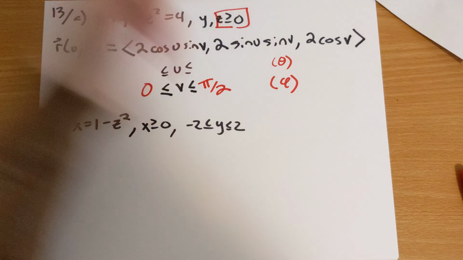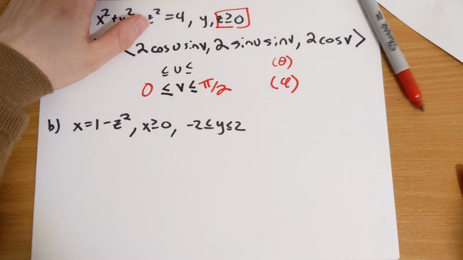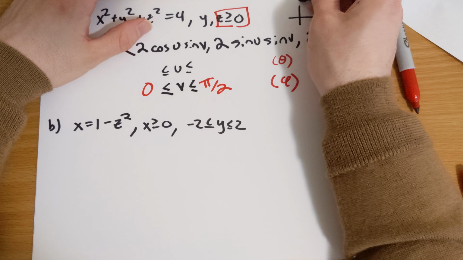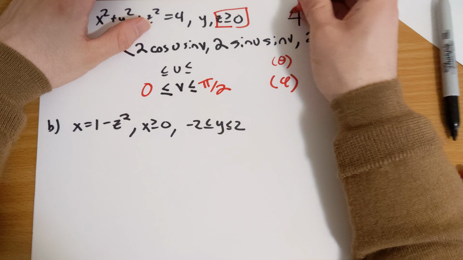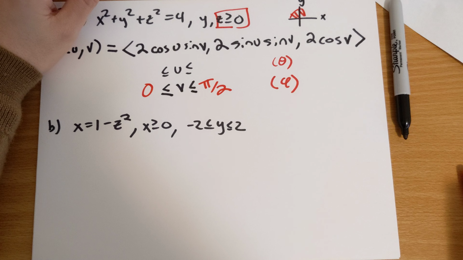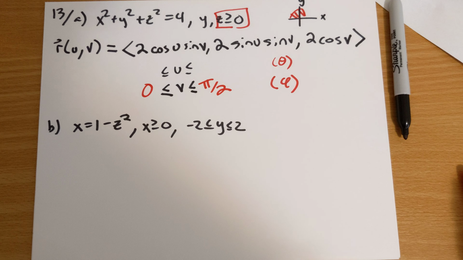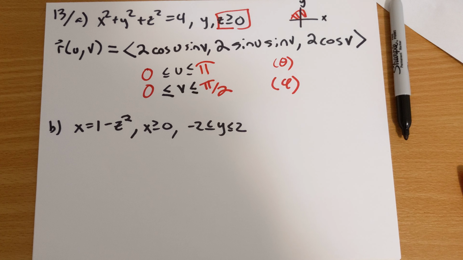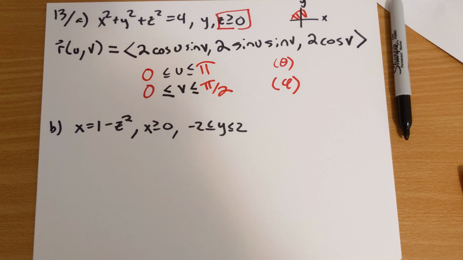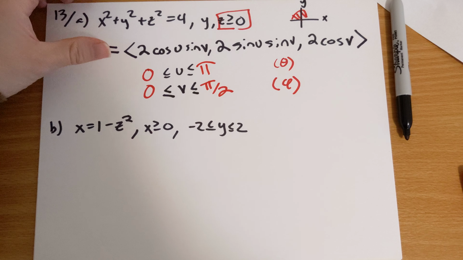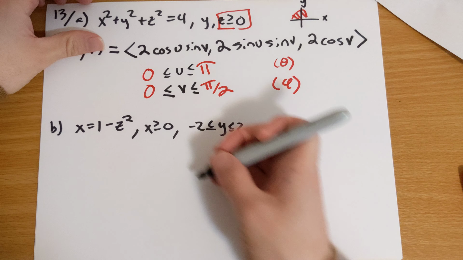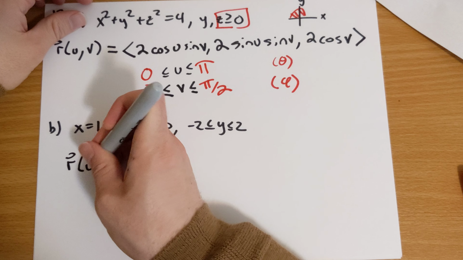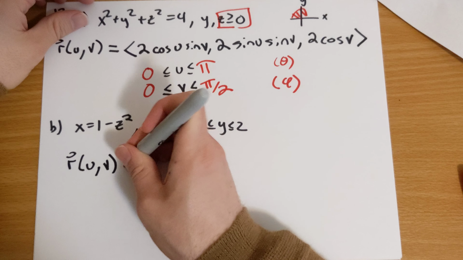As for u, which is playing the role of theta here, in the xy plane, we have y is non-negative here. We can see theta is running from 0 to pi, so we'll make u run from 0 to pi there. And then the last part here, part of the graph x is equal to 1 minus z squared, where x is greater than or equal to 0, y is between negative 2 and positive 2. R of u, v here.